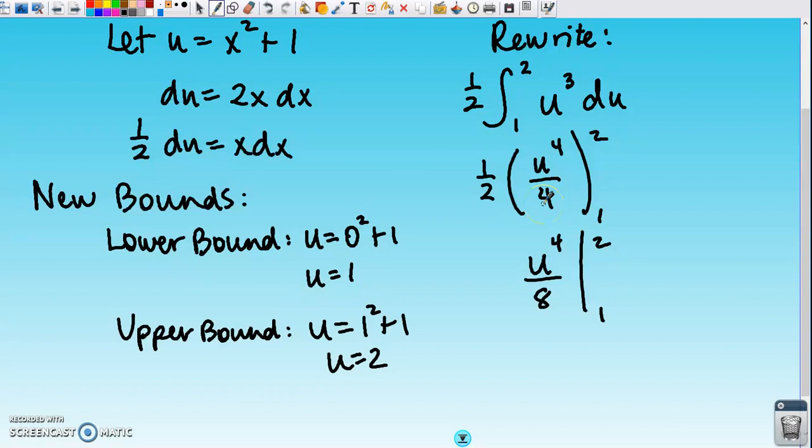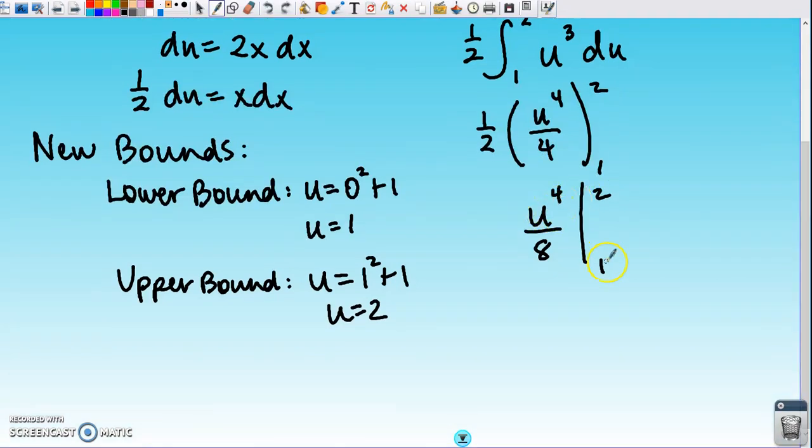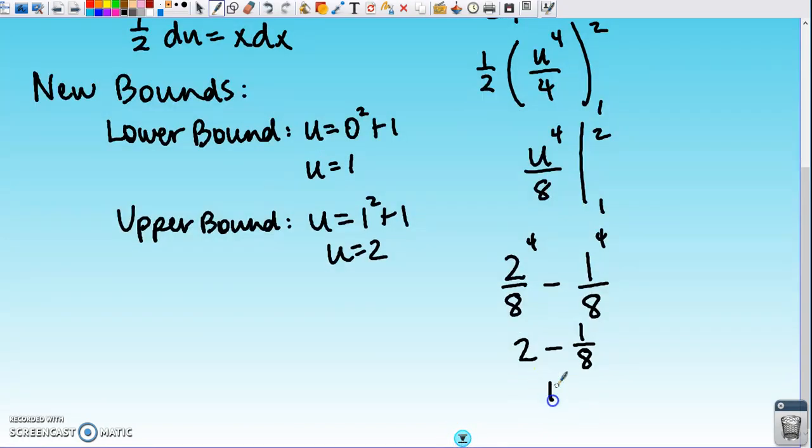And so now I've got u to the 4th over 8. So now I'm going to plug in 2 and 1. Let's remember, these are written in terms of u. So 2 goes here for u, 1 goes here for u. So I'm going to have 2 to the 4th over 8 minus 1 to the 4th over 8. 2 to the 4th is 16 over 8, which is 2, minus 1/8. So 2 minus 1/8, I get 15 over 8.